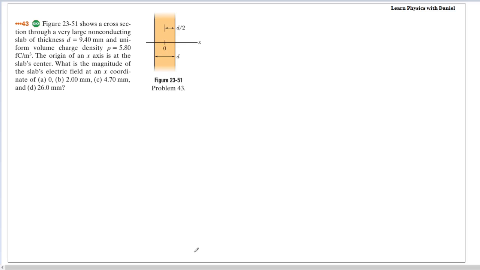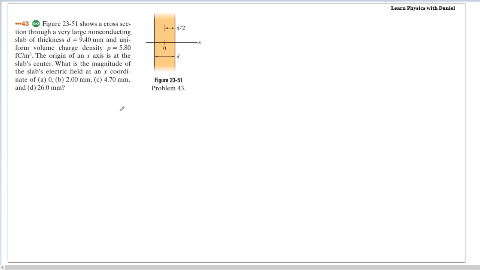So today we will be looking through problem number 43 in chapter 23, which talks about Gauss's law. So let's look through our question. We have a large slab with thickness, unusually. It has a charge density and the origin is at its center. And we want the electric field at a series of x coordinates.